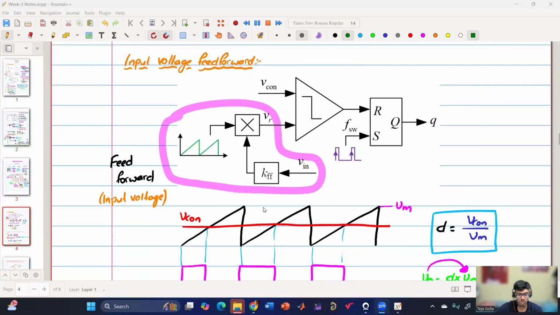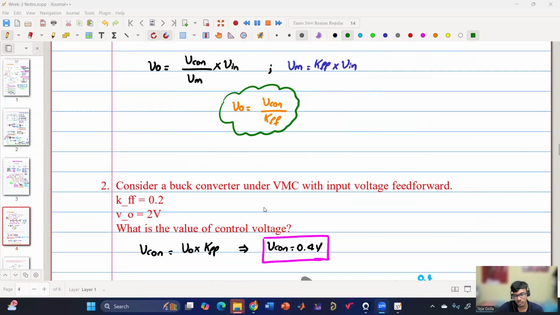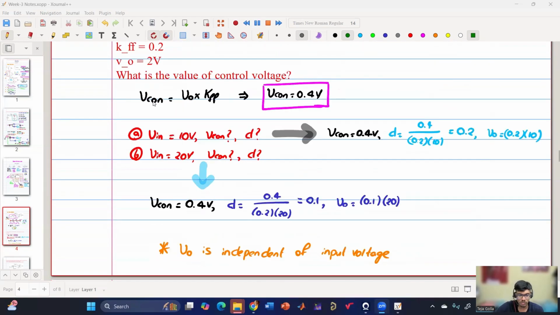And then we have moved to the actual use of input voltage feed forward. In the case of buck converter, it is straightforward, and the output voltage will become independent of the input voltage, and irrespective of the input voltage, output voltage will be fixed and it is independent.